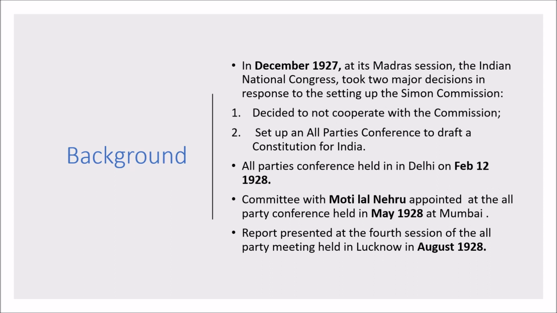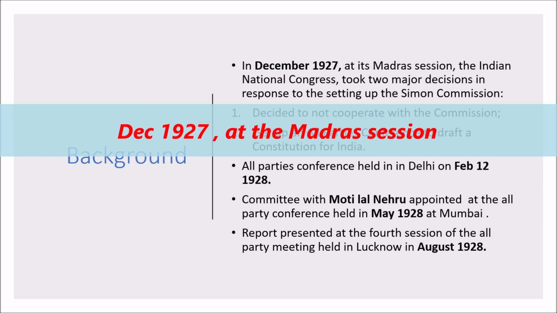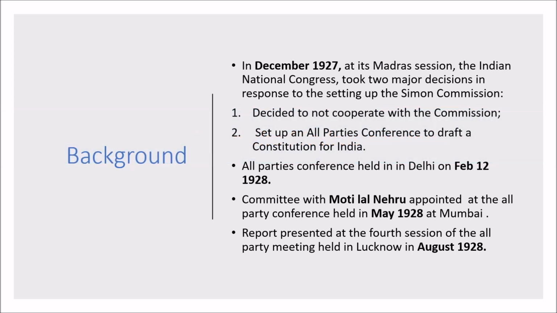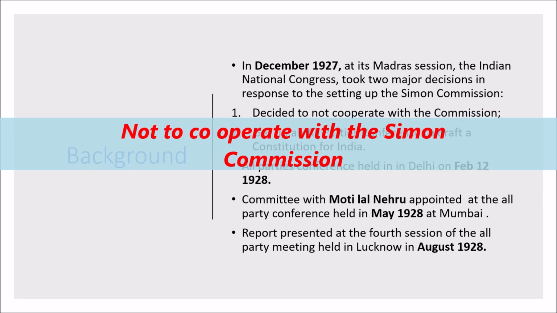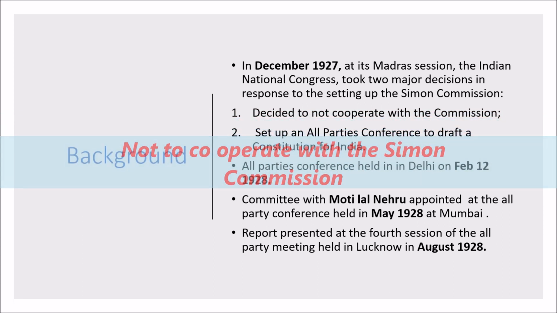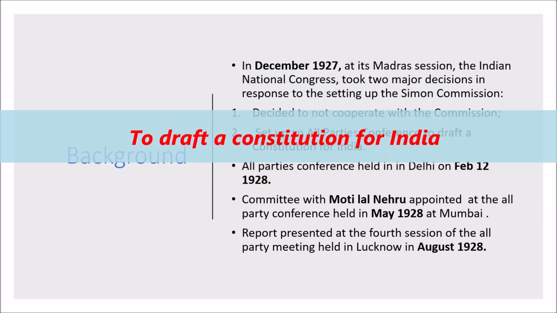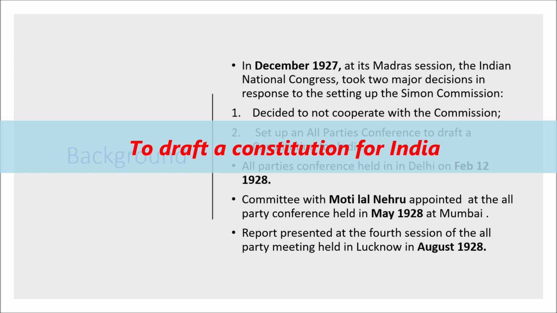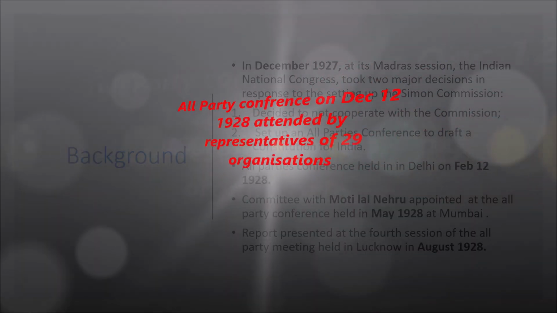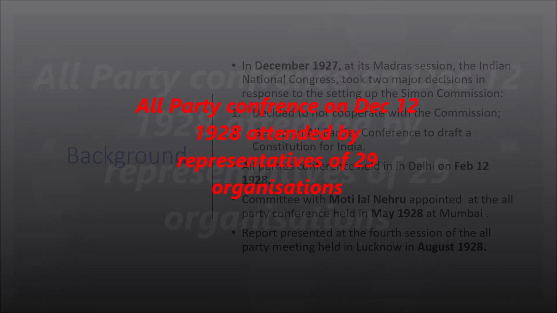In December 1927, in the Madras session, the Indian National Congress took two major decisions in response to the setting up of the Simon Commission. Number one was that it decided not to cooperate with the commission, and number two was to set up an all-parties conference to draft a constitution for India. The all-parties conference was convened in Delhi on February 12, 1928, and was attended by representatives of 29 organizations.